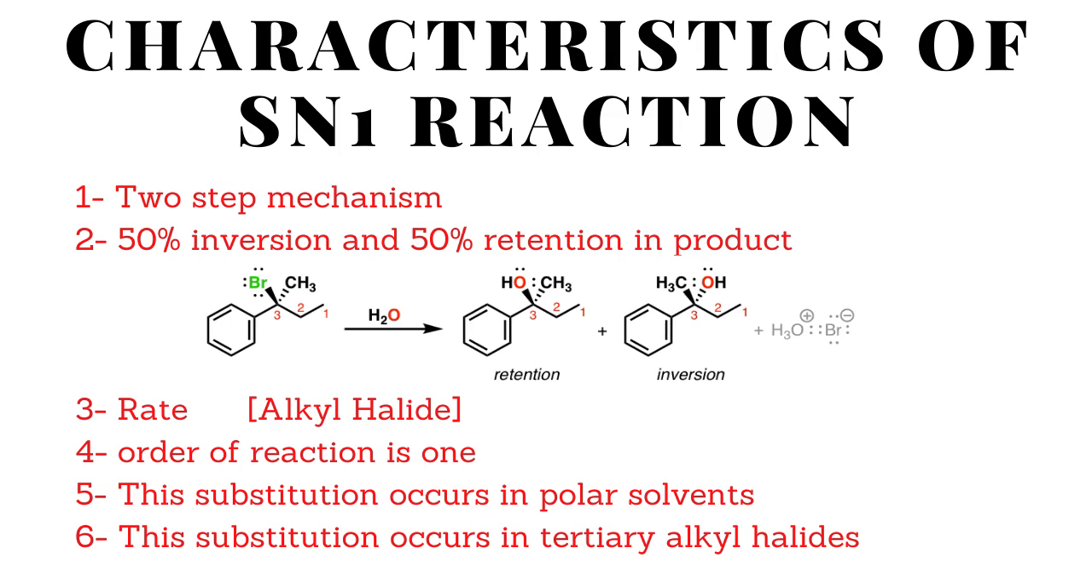Number 3, rate of SN1 reaction is directly related to the concentration of alkyl halides, as formation of carbocation involves only alkyl halide. This is the slow step and rate determining step. So, rate of reaction would be determined by concentration of alkyl halide. Number 4, order of reaction is 1.